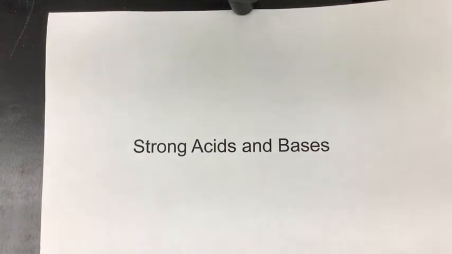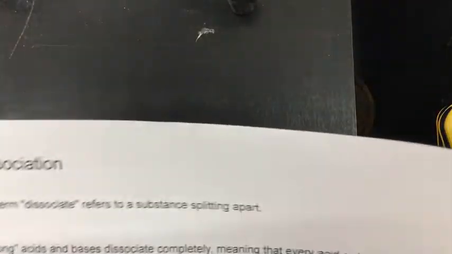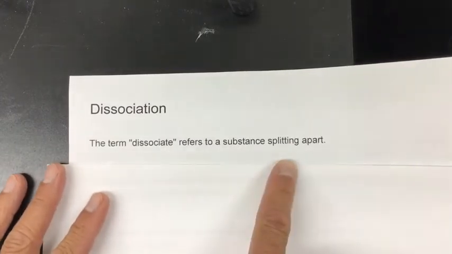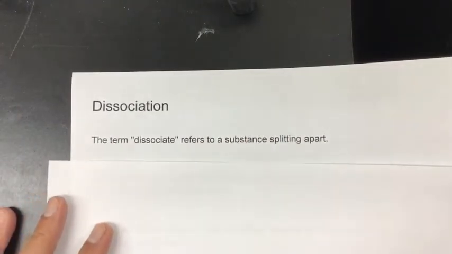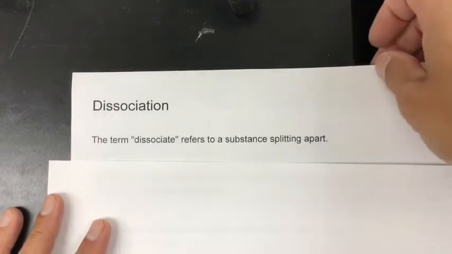Hey everyone, this is a video that's going to be talking about strong acids and bases. Before we get into the strong acids and bases, we have to know about the word dissociation. The term dissociate means splitting apart of something. It's kind of the opposite of associate. So when you dissociate from something, you're splitting apart.